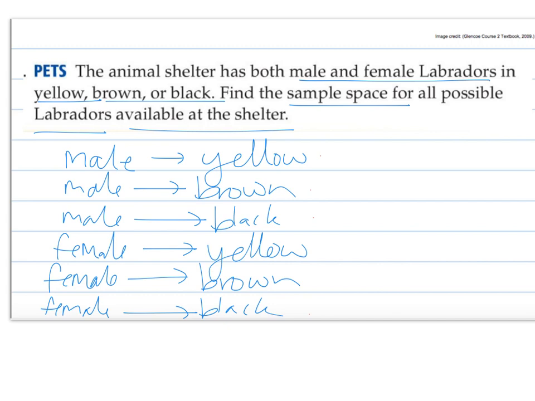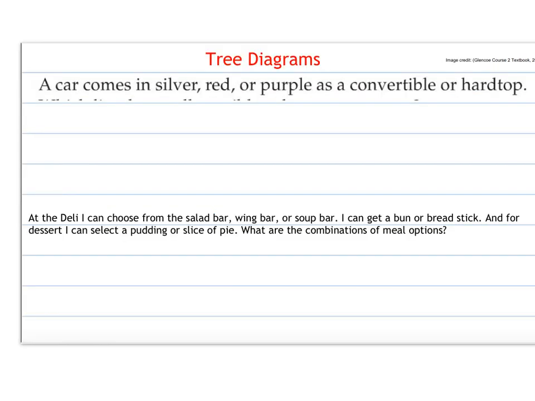So that just shows that there are 1, 2, 3, 4, 5, 6 possible outcomes for what kind of dog, what gender, and what color you could get at this shelter. Okay, so that visual just gives me an idea of the gender and the color options I have. Another way to do this is to make a tree diagram. It's called a tree diagram because you kind of start with branches and those branches go on.